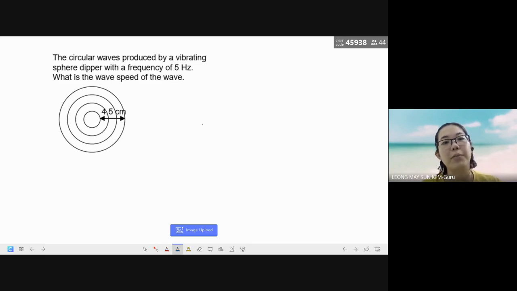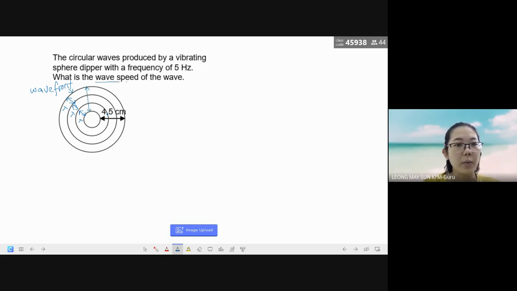This is a circular wave produced by a vibrating spherical dipper with a frequency of 5 hertz. This is a wavefront here. Again, the distance between two wavefronts is known as a wavelength, lambda. So that's one wavelength, this is the second wavelength, third wavelength. The original source, as you can see, I don't have to go any deeper because the 4.5 centimeter is from this position up to the outermost position.